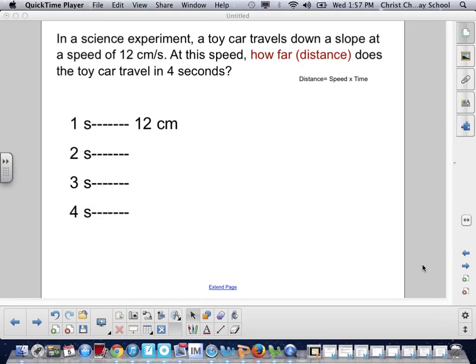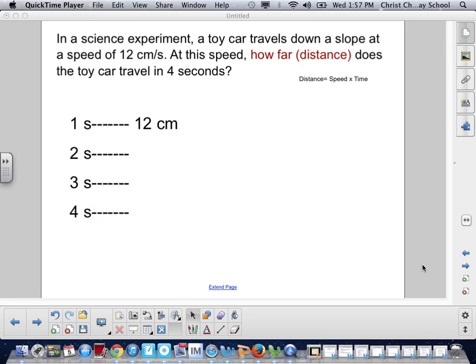Okay, let's take a look at this word problem. In a science experiment, a toy car travels down a slope at a speed of 12 centimeters per second. At this speed, how far does the toy car travel in 4 seconds?